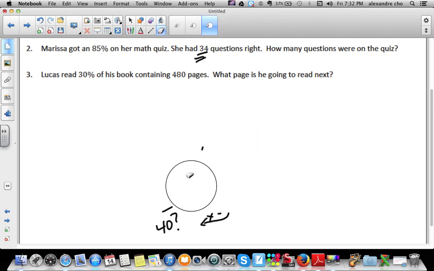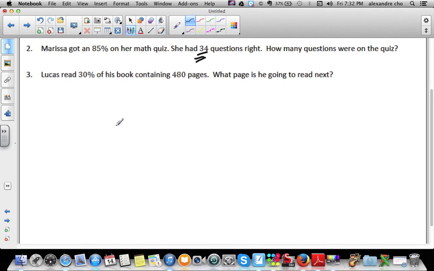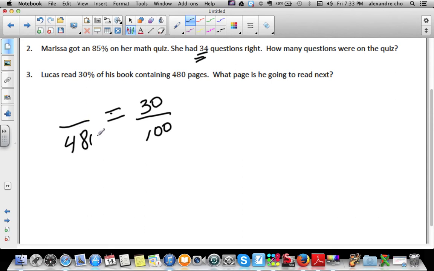And finally, we have question 3, which says, again, I'm going to set up percent here. 30% of the book, that's over here, out of 100, so 30 out of 100. And what page is he going to read next? Lucas read 30% of his book. Okay, so let's put, there's a total of 480 pages.